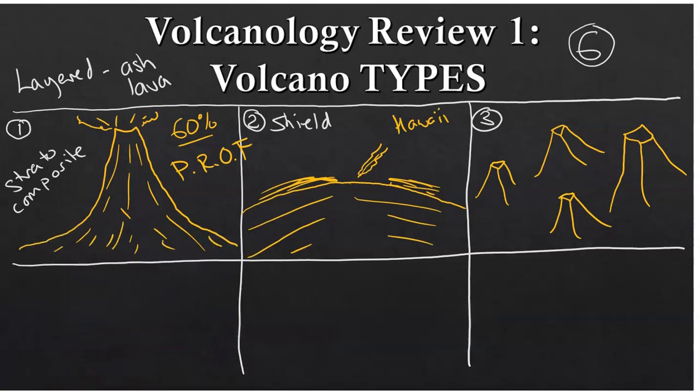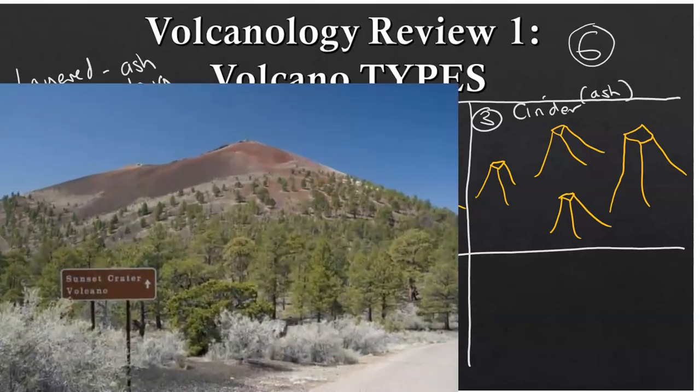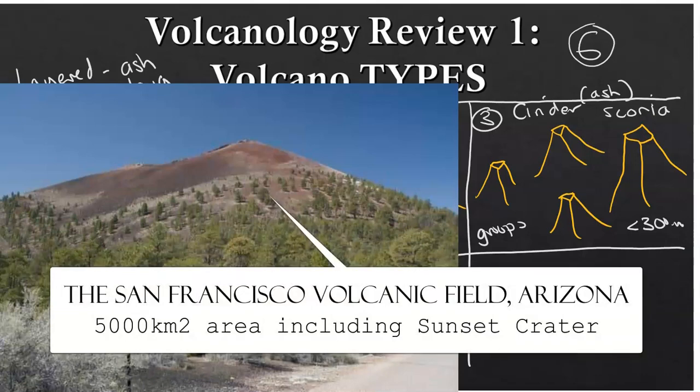Third one is going to be our cinder, which is ash, also called scoria. Now these come in groups, and they are less than 300 meters in height, and they are made of ash, and they usually form on sides of volcanoes. Arizona is a good example where there's a very big valley of over 600 of these beautiful volcanoes, all in a nice big area.